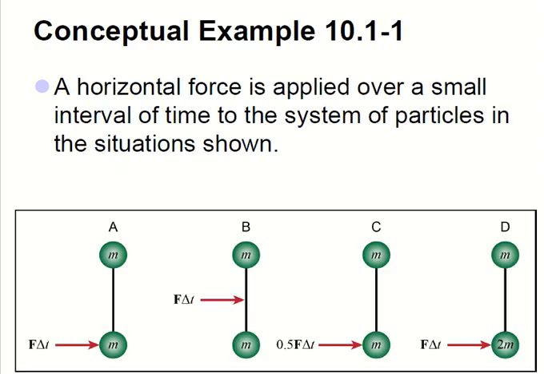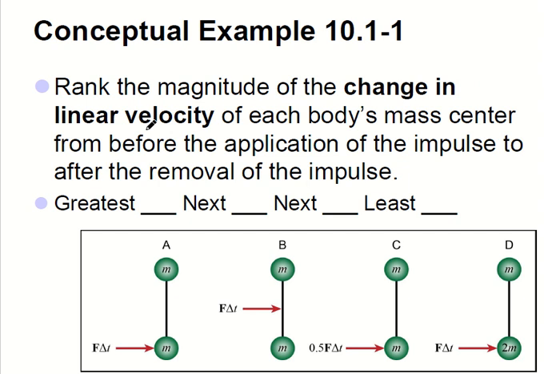So we can calculate anything we want out of these factors. Then the very first example of chapter 10: your horizontal force is applied over a small interval of time, meaning this little interval of time. And you have a system of particles in the situation shown below. You have only two particles right here, A, B, C, and D. And we have to rank it.